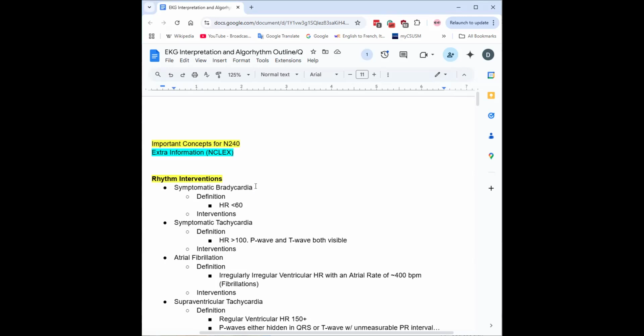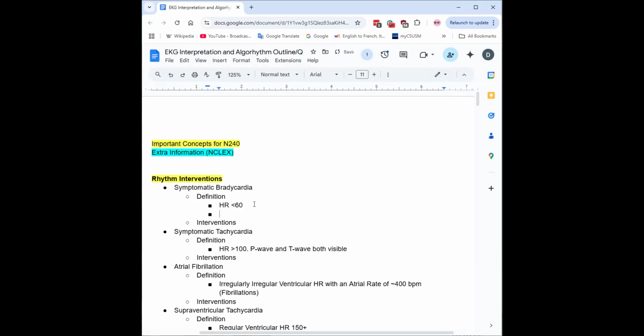So here the definition is pretty much just heart rate less than 60 for your bradycardia. So I guess we can add, what does it mean to be symptomatic? I know we actually did talk about that yesterday, but kind of remind the chat. So what does it mean to be symptomatic?